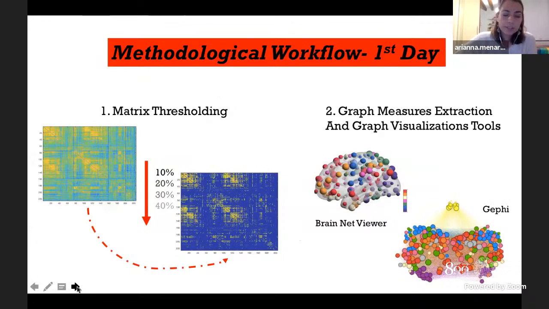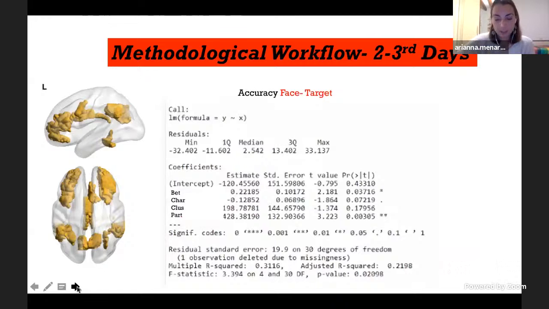What we focused on in the first day was mainly to perform matrix thresholding. We know that in graph theory, this is a necessary step. So we looked at connection densities of our matrices ranging from 10% to 40%, moving toward different degrees of thresholding. And then on the first day, we also looked at how we can extract graph theory measures and how we can plot them in the brain with nice software tools such as BrainNet Viewer and Gephi. On days 2 and 3, we dug into models and results, and those are what we could find.